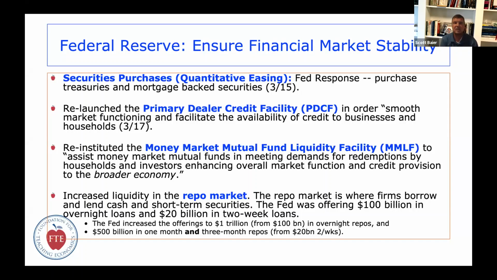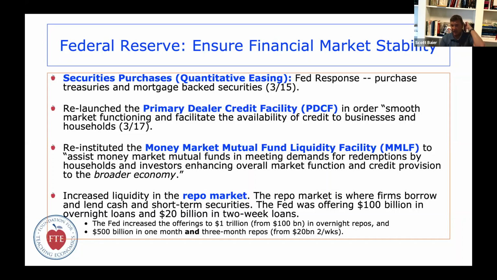Second thing they did 2 days later was they reinstituted the primary dealer credit facility. What I mean by this, or what the Fed means by this, is they start lending and borrowing and buying bonds and mortgage-backed securities from dealers that they normally don't borrow from. And so these are large investment banks. So again, providing liquidity to investment banks.